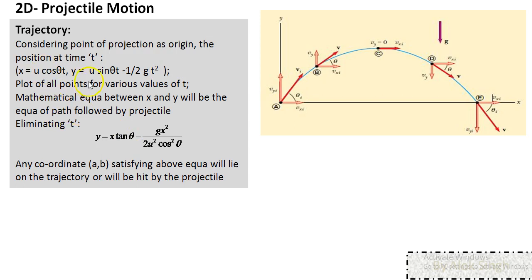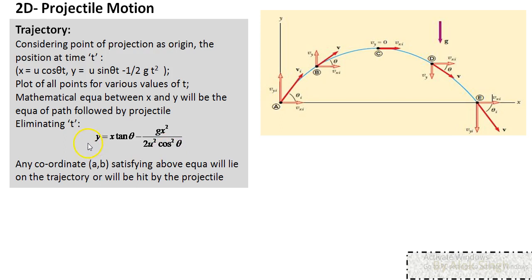So if we want to find a relationship between x and y, what do we do? We eliminate t. We substitute the value of t from the first equation into the second equation. If we substitute, we get the equation y is equal to x tan theta minus g x square by 2 u square cos square theta.